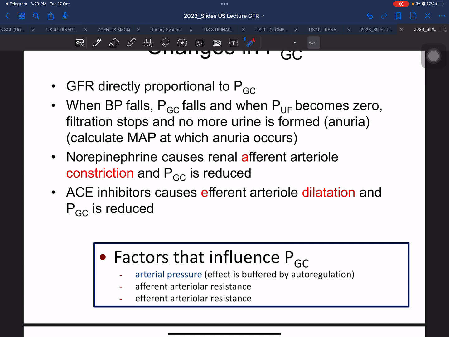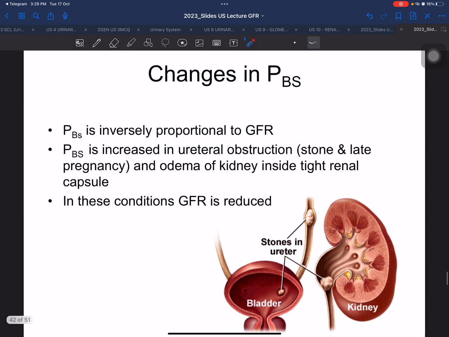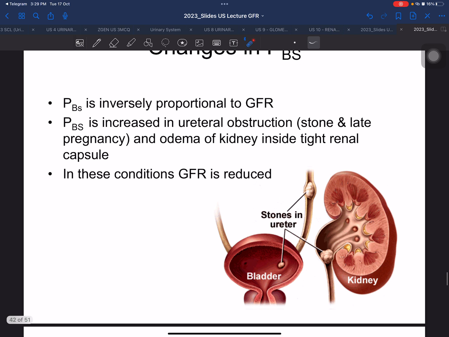Now we look at the hydrostatic pressure in the Bowman space. It is inversely proportional to the GFR. For example, in the Bowman space, there is urethral obstruction, for example when we have stones, or in late pregnancy, or edema of the kidney inside a tight renal capsule. This will cause the GFR to reduce, because it is blocked and causes the pressure to be high.